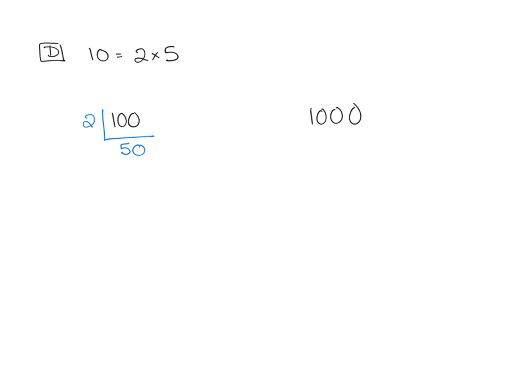Then I can still divide it by 2 again. So I'm going to put another box around this one. 50 divided by 2 is 25. Then the 25, I can't divide it by 2, so I'm going to divide it by 5 and 5, which means I could do 2 times 2 times 5 times 5 equals 100.